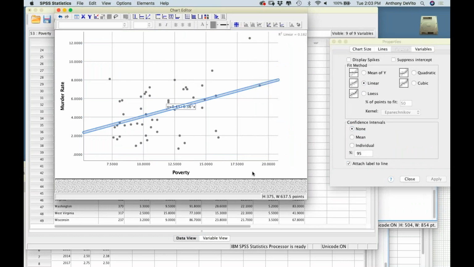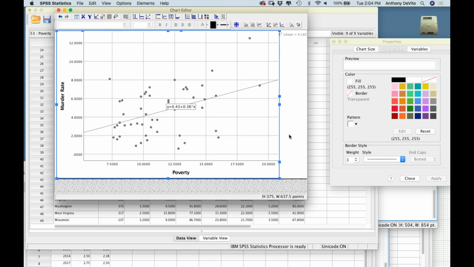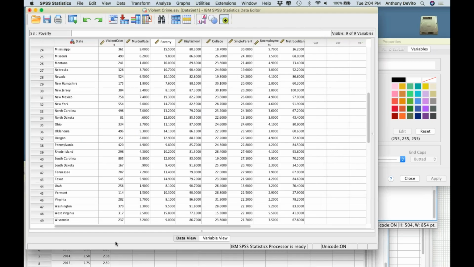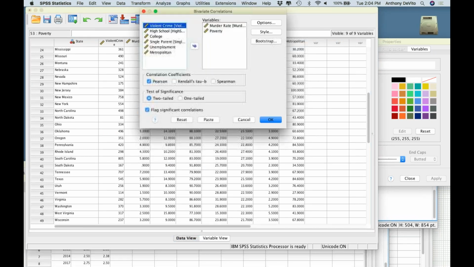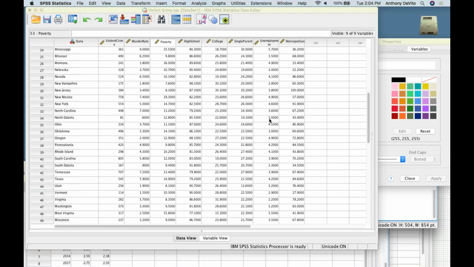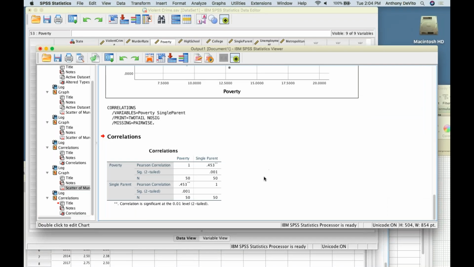Okay. So it looks like I have a positive correlation. You can see it behind me, right? If I calculate the R value, analyze, correlate, bivariate, and now I'm going to get rid of that and put in the poverty level. Where is poverty? Violent crime, college, single parent household. Oh, I already have poverty. Yeah, single parent household. I'm going to click OK. You got poverty and single parent household, right? Okay. So I wind up getting a correlation of 0.453, right? Let me do it the other way, see if I get a different number.